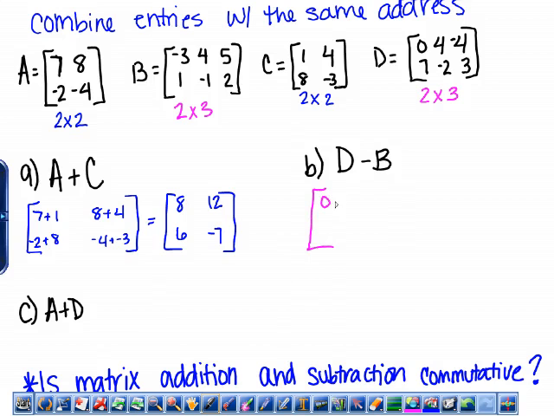So 0 minus -3, 4 minus 4, -4 minus 5. Keep going for the bottom row.